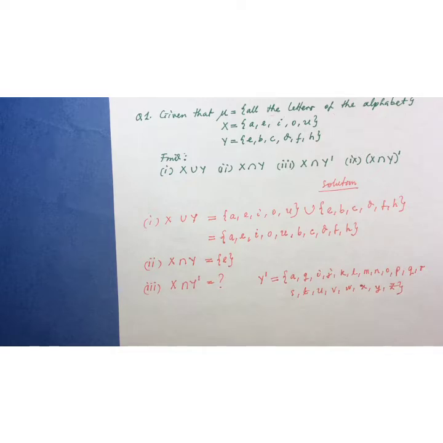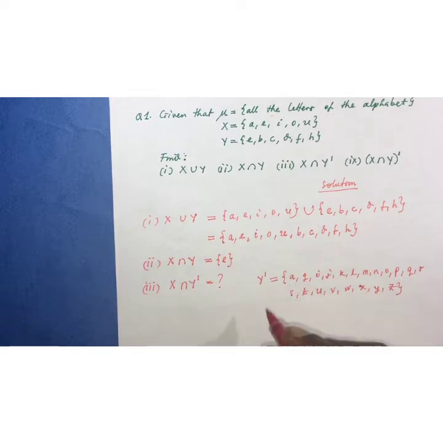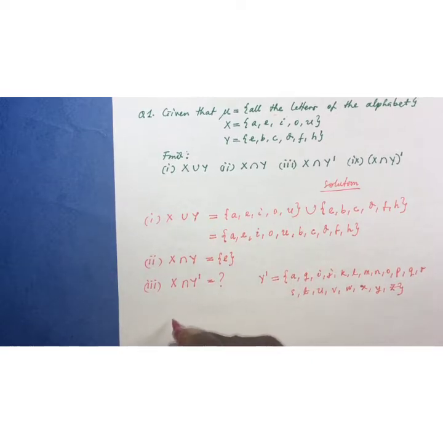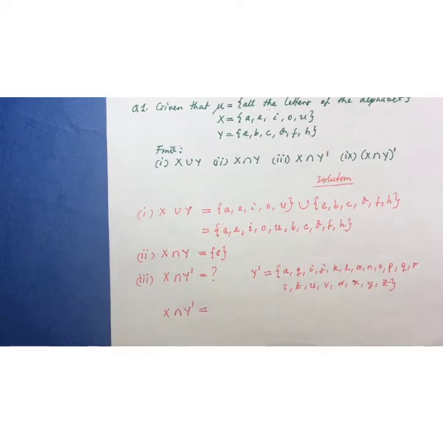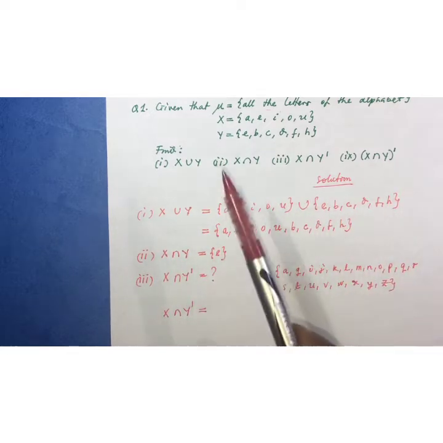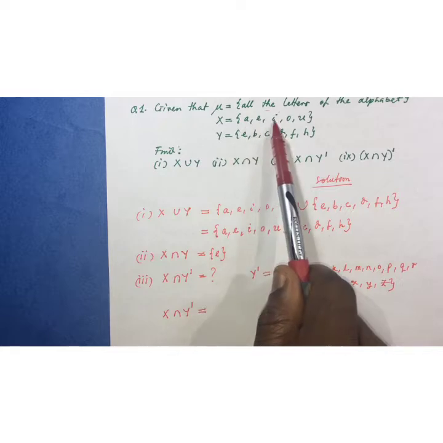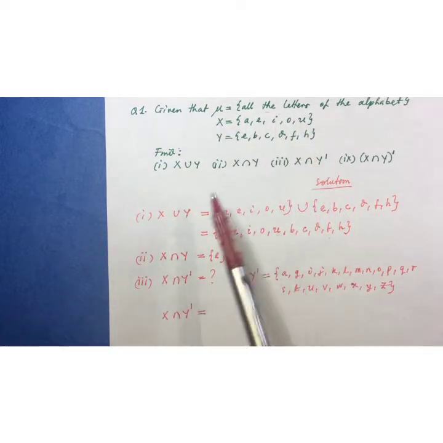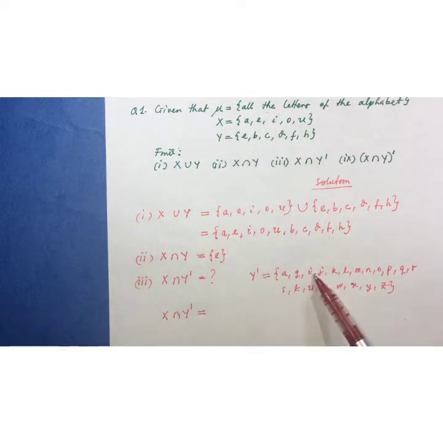Now, take note, if you have these elements in Y complement, then X intersection Y complement will be the elements you find common to X and Y complement. So what elements do you find common to X and Y complement? In X, you have A, E, I, O, U. Then in Y complement, you have A, G, I, J, K, L, M, N, O, P, Q, R, S, T, U, V, W, X, Y, Z.